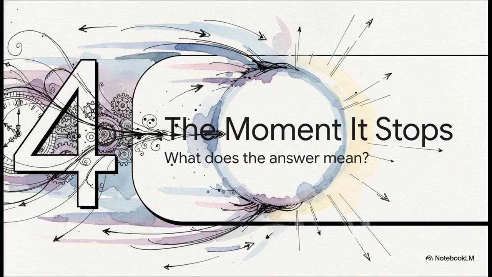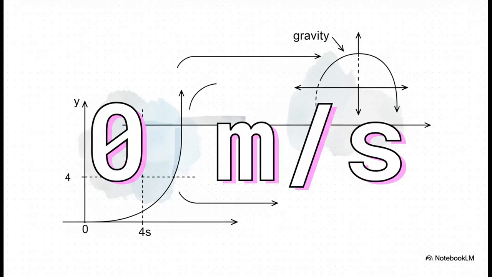So, we have our velocity function. We did the hard work. Now it's time for the payoff. We're going to plug in our time, t equals 4, and see what this particle is actually doing at that specific moment. This is where the numbers turn into a real story. 0. After all of that algebra, the answer is 0 meters per second.